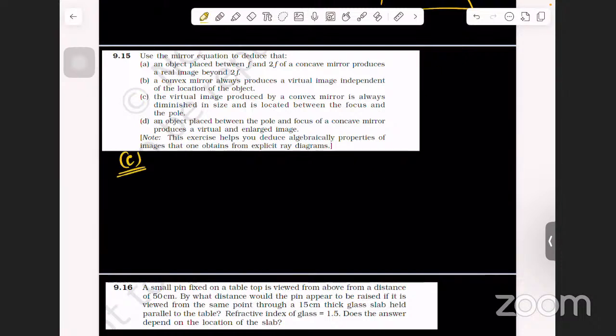What does the third point say? Third point says the virtual image produced by a convex mirror is always diminished in size and is located between the focus and the pole, right? Okay. Now, again, same approach. F is positive, U is negative, right? Again, 1 upon V equals 1 upon F minus 1 upon U. We have U is negative.